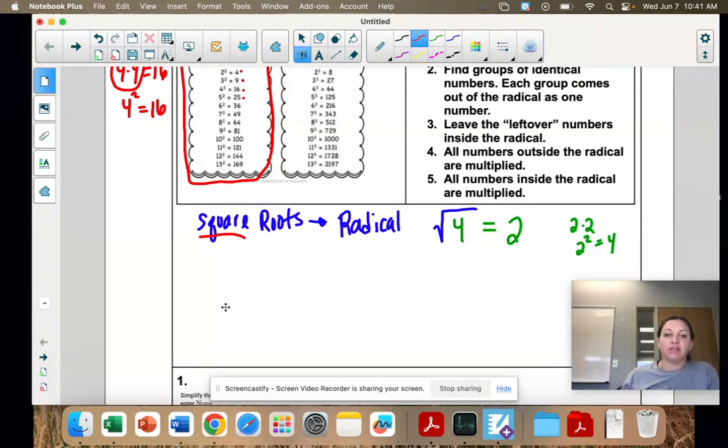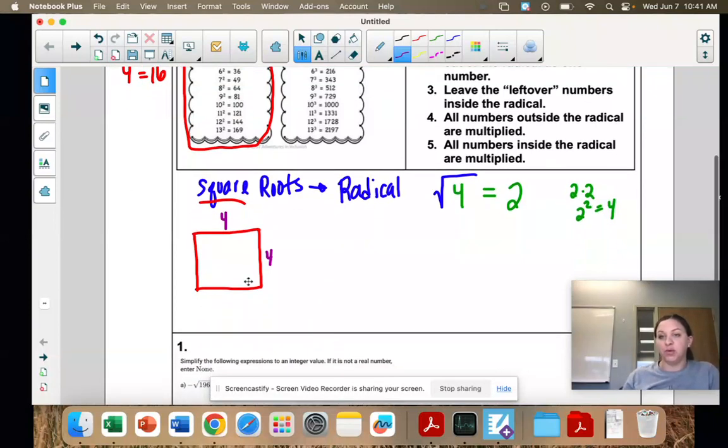All right, let's go back to the square part. It's called the square root because someone once had a square. And what do we know about squares? The sides are the same, right? So if this side is 4 and this side is 4, we want to find the area of that. We want to find out how much space is inside that square. So to find the area, you take the side times the other side. 4 times 4, also 4 squared, which is 16.